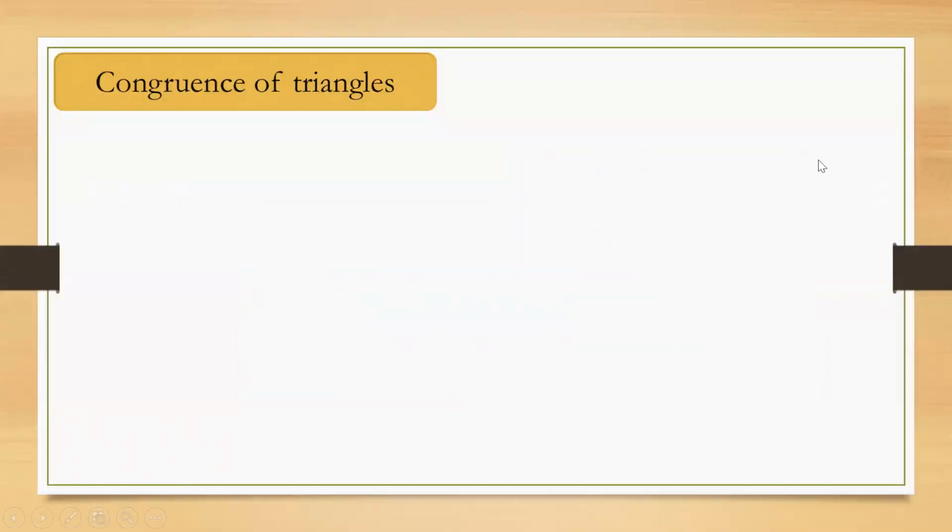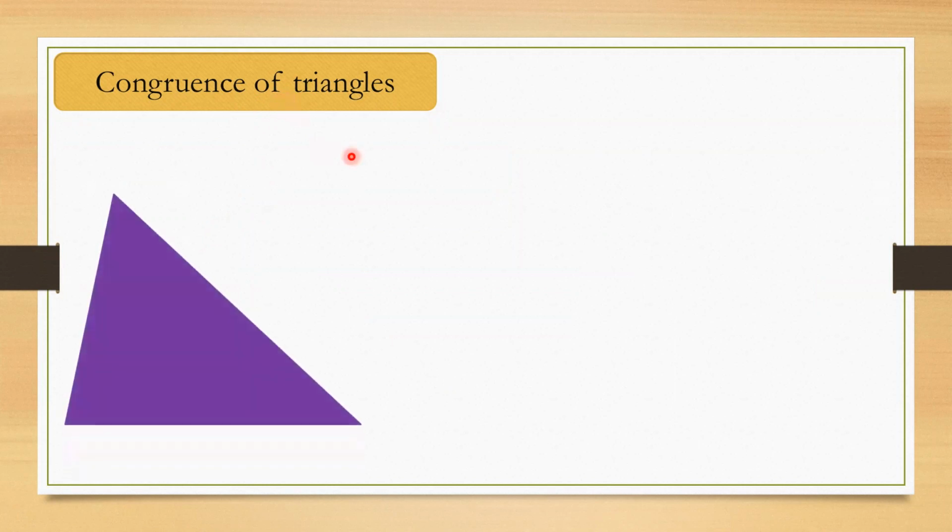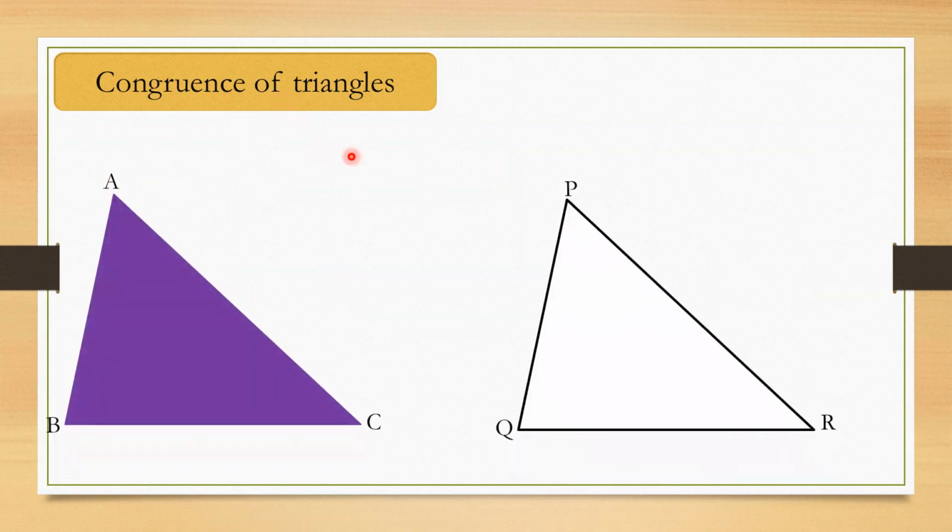Students, now we are going to study a new topic which is congruence of triangles. You have already studied congruence of triangles in standard 8 also, and congruence of triangles means both the triangles are exactly equal to each other. If I take an example here, this purple color triangle is triangle ABC, and there is a white color triangle which has a black border. That triangle is triangle PQR. So these two triangles, triangle ABC and PQR, are congruent to each other.